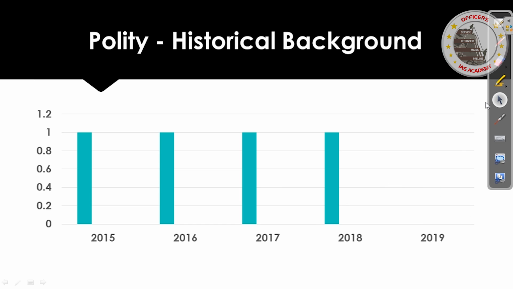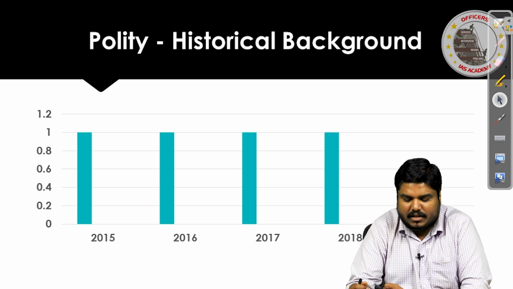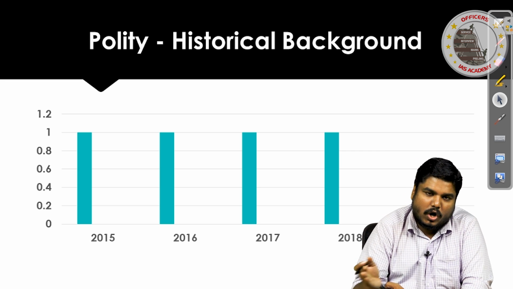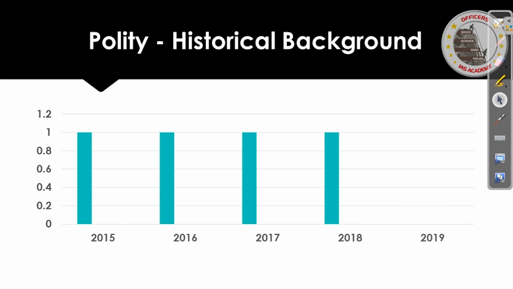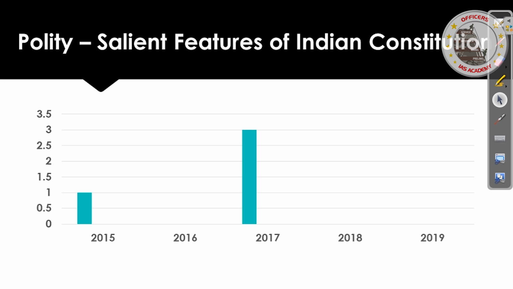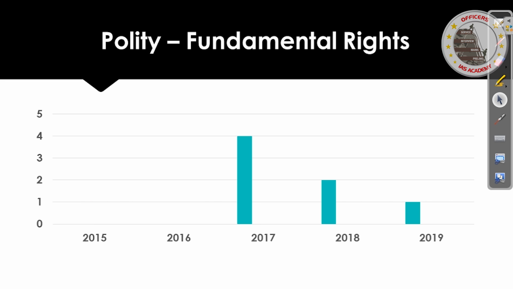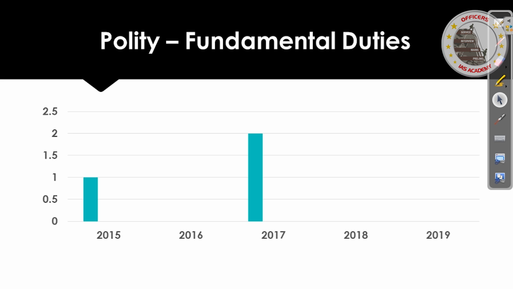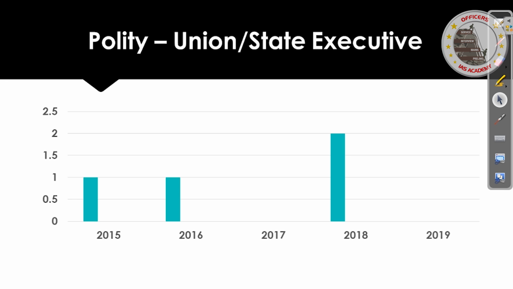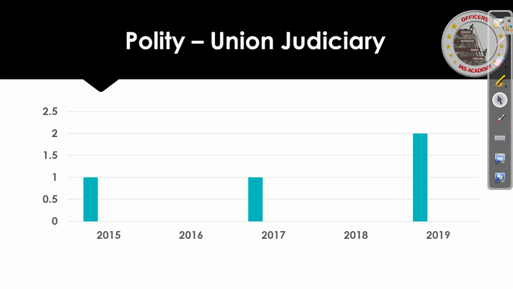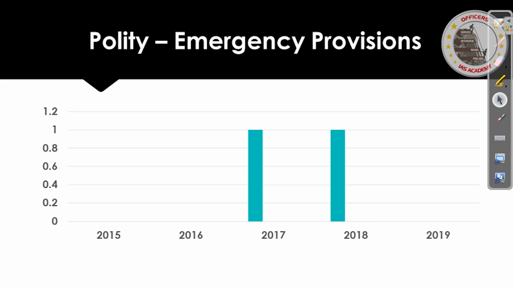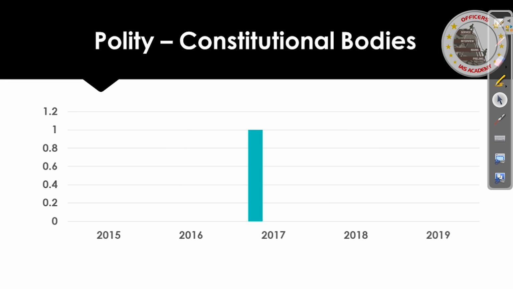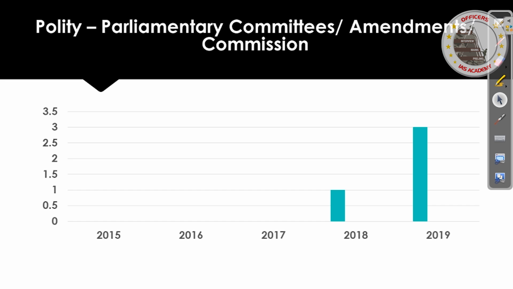Polity, I will just quickly change the slides. Just see how the graphs are moving towards left and right. Historical background, every year we can expect 1 question. Polity schedules, preamble, features of the constitution, fundamental rights, DPSP, fundamental duties, state executive, union executive, parliament, state assembly, union judiciary, state judiciary, local government, emergency provisions, center-state relations, constitutional bodies, and committees, amendments and commission.